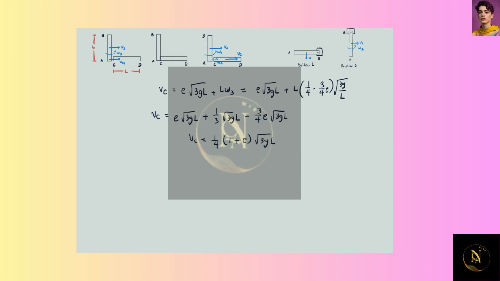Now, substituting e equals 0.4 as given in the problem, VC would be 1 over 4 times 1 plus 0.4 times square root of 3gL. Since we don't have the value of L, this would be equal to 0.606 square root of gL.